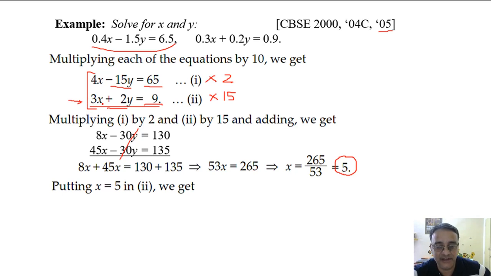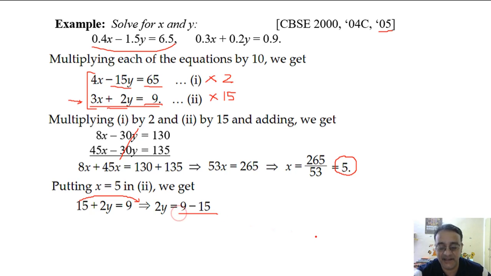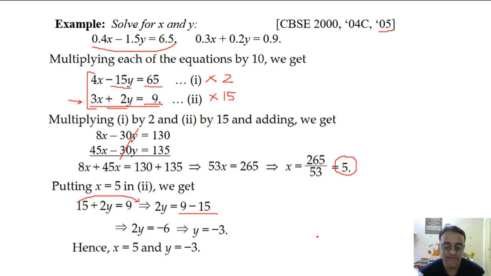So 3 into 5, 15, plus 2y is equal to 9. Shift 15 to this side, minus 15. So 9 minus 15 is -6. What is the value of y? -3. So hence the required solution is x = 5 and y = -3. Any doubt in the elimination method? No, sir.